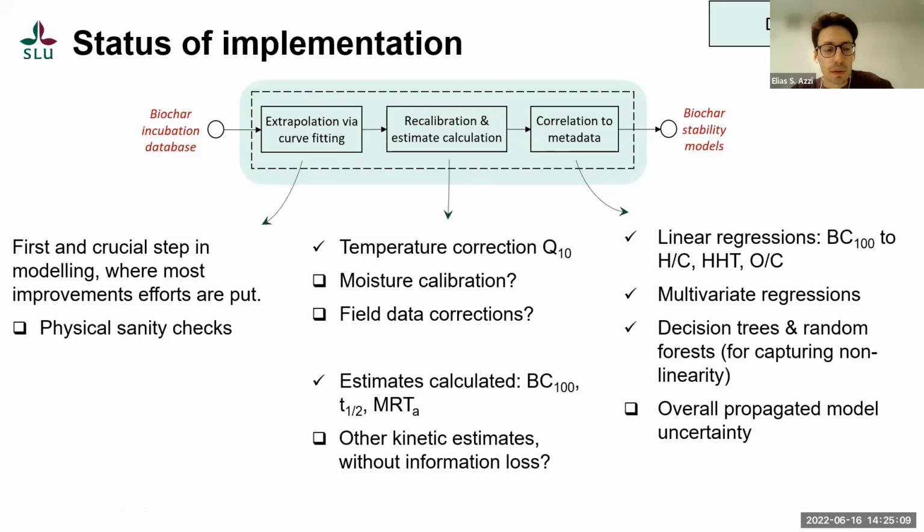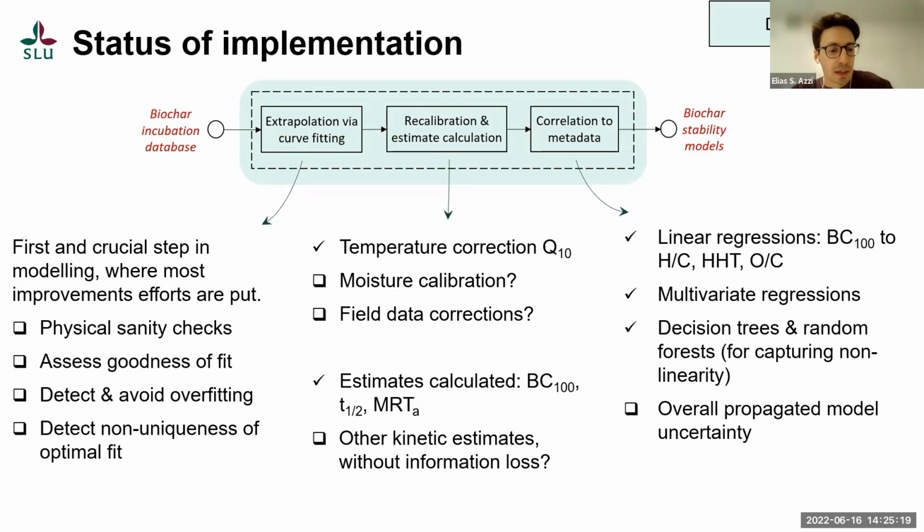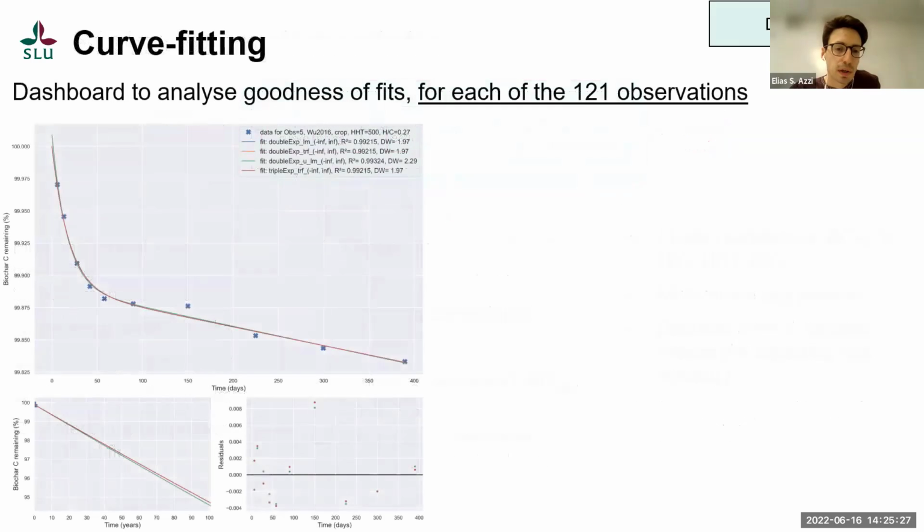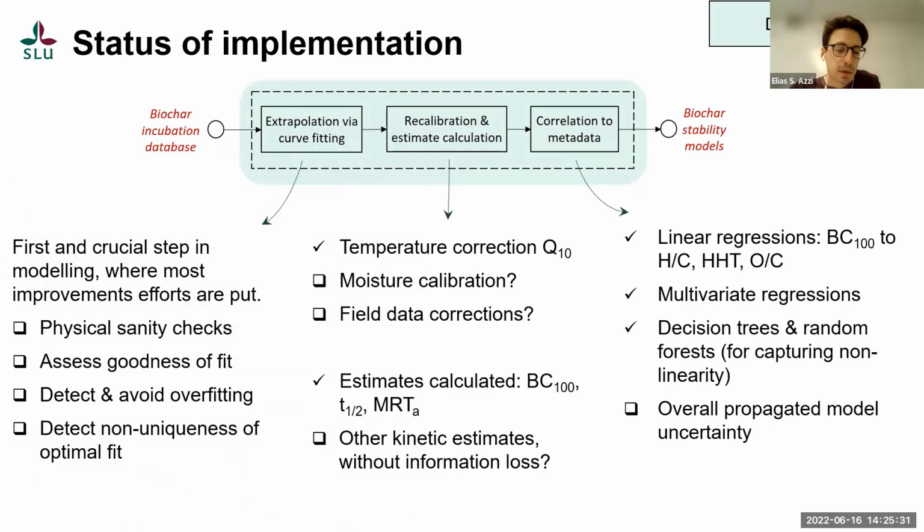And that will lead us to implement physical sanity checks about the fits we get, assess the goodness of the fitting processes, detect and avoid overfitting, and also detect whenever the model outcome is uncertain because of what we call non-uniqueness.